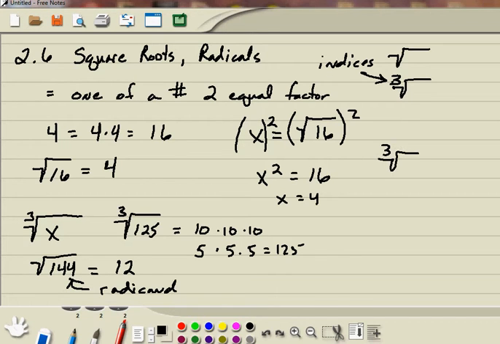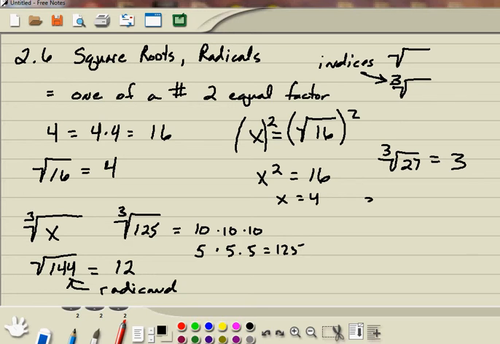All right, so let's do a practice with the cube root. If I have the cube root of 27, what number times itself 3 times equals 27? Well, I know that 2 times 2 times 2 is 8. 3 times 3 times 3 is 27, so my answer is 3. And after a while, you get really good at this, and you can come up with those numbers quite easily.